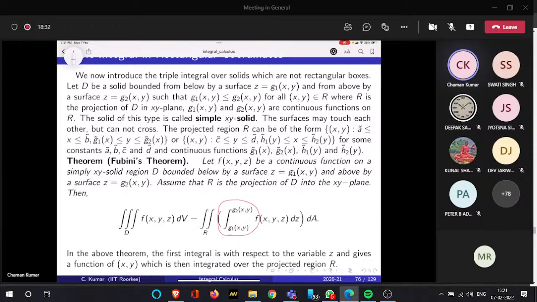In some cases, you can still define it because you can split the domain in such a way that you can find the integral. But in other cases where you have a domain where they overlap, they crisscross, then it may become complicated and you may not define the Fubini theorem.